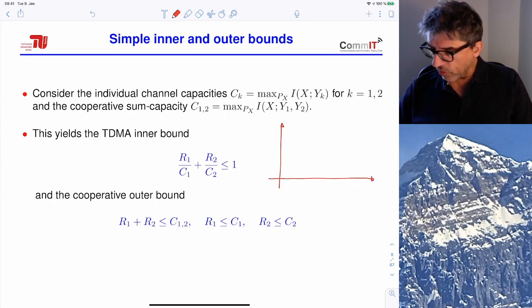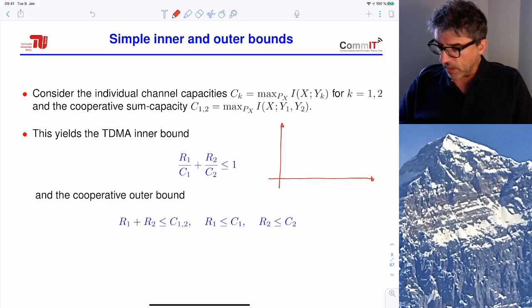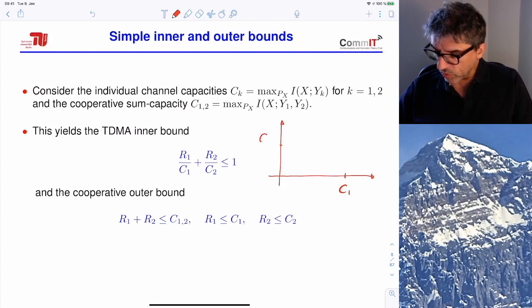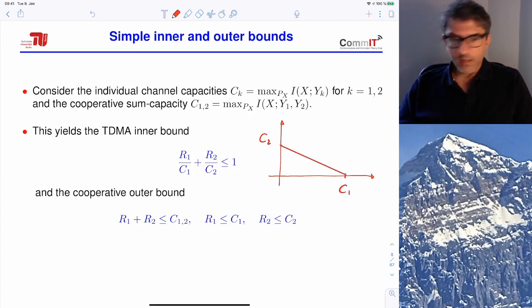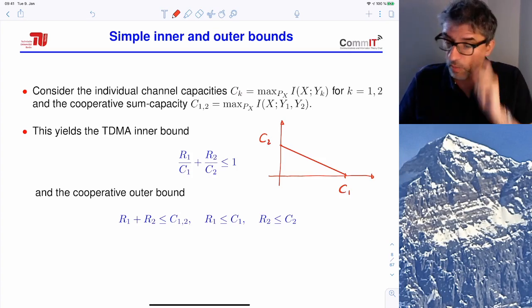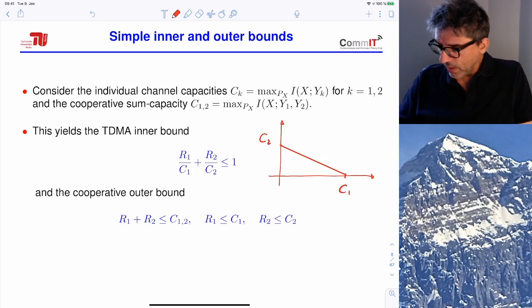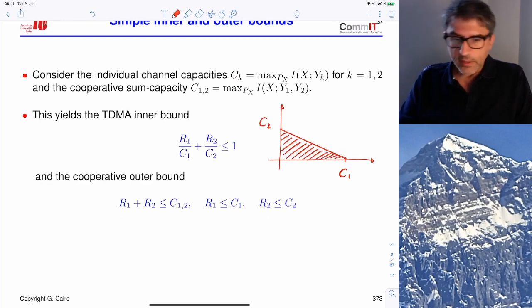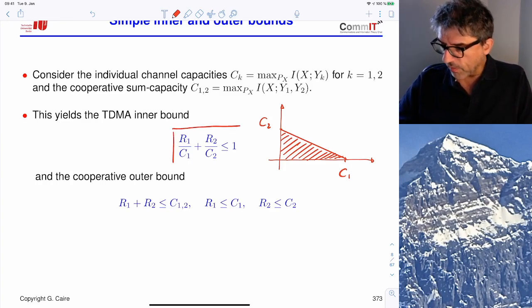We have the individual capacity for user one, which is of course the max with respect to p(x) of I(X;Y1), let's say C1, and the individual capacity for user two, same thing. By using time sharing, we get the convex combination of the two, which means we dedicate a certain fraction of time to communicate to user one, and the complementary fraction of time to user two. Therefore the region achieved by TDMA, or any orthogonal access that divides the transmission resource into a fraction for user one and a fraction for user two, is this triangle, which is described by this inequality.